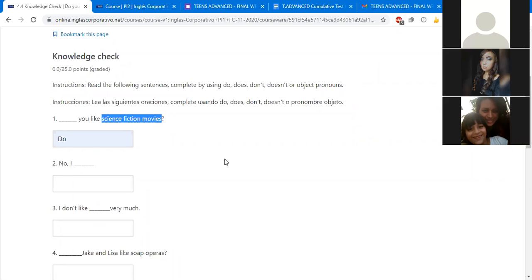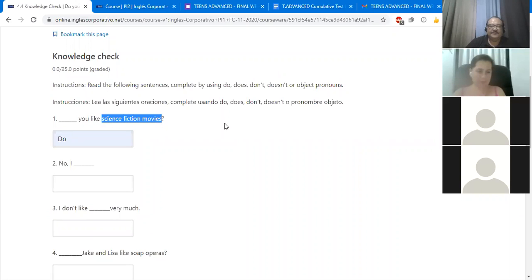Nope. Then you would say, do you like you? No. Do you like? ¿Qué pronombre usaríamos acá? Es complemento. No, pero ¿qué pronombre utilizaríamos acá? It. It is singular, but this is plural. But you're very close. Them, okay. Do you like them? Okay.